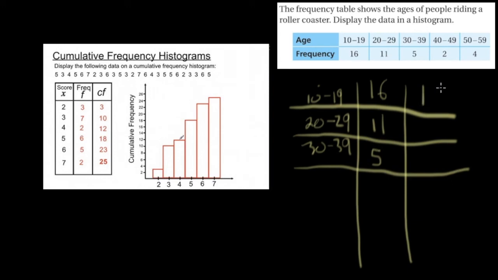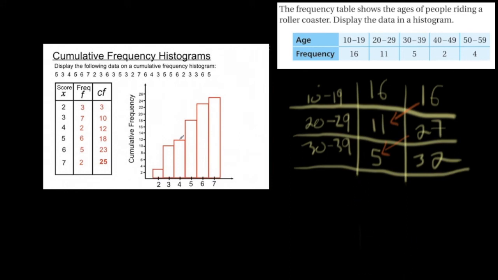So for the cumulative frequency, I'd say there's 16, and then remember, I would add the 11. So 16 plus 11 would give me 27. And then I would add this, and that would give me 32, and so on and so forth. Okay, so that's how I would be creating that little bit of the table.